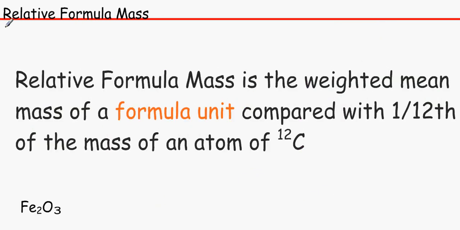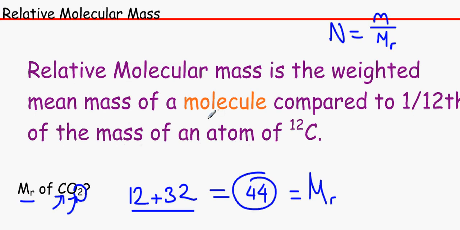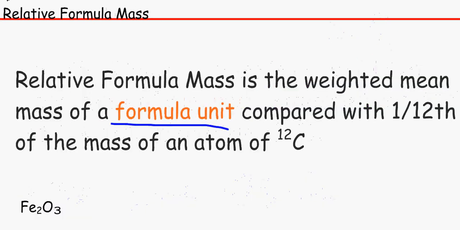The relative formula mass is basically exactly the same as the relative molecular mass, but we have stronger giant covalent bonds and giant ionic forces acting upon it as well. So instead of using this relative molecular mass, we use this relative formula mass, and the only thing that changes is literally formula unit and molecule. That's the only thing that changes. As you can see, it's exactly the same.